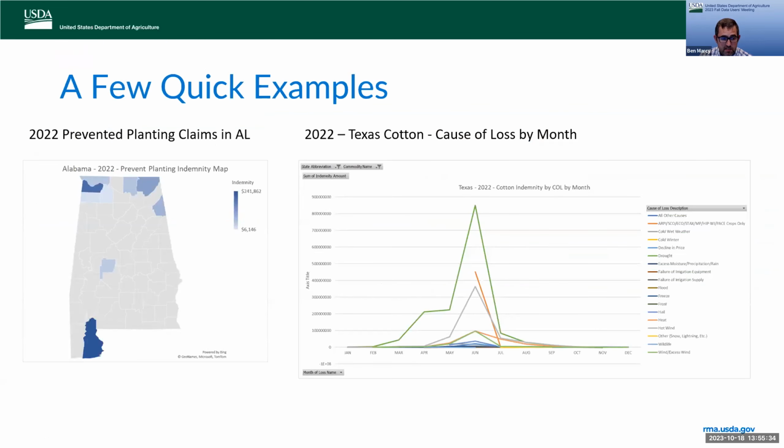And so I wanted to spend some time going through a few quick examples here. We're going to take first a look at some prevented planting claims in Alabama. And then we'll go to some of the causes of loss for cotton.